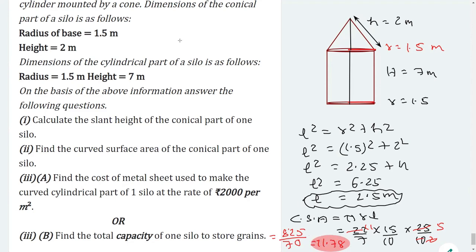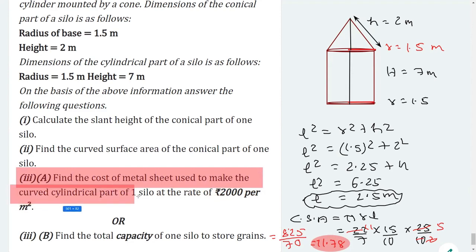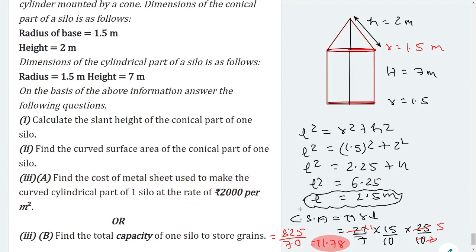Now coming to the next part, what we have to find out is the cost of using the metal sheet to make the cylindrical part, and the rate is given as 2000 per meter square. So the cylindrical part, they are saying that, and it is not mentioned whether it's closed or open. It has to be closed from below, right? But then they are just asking for the cylindrical part. So in that case, we will be finding the curved surface area only.